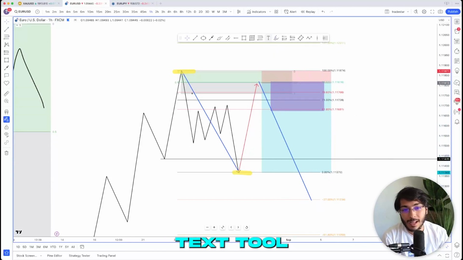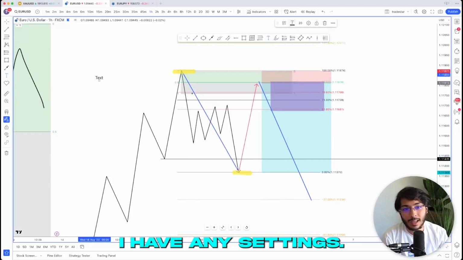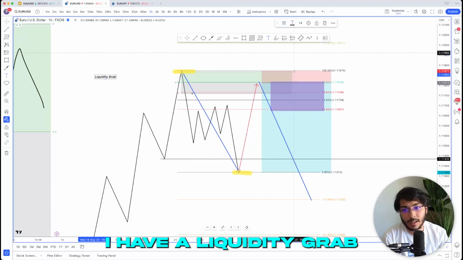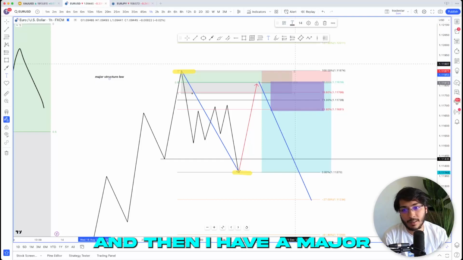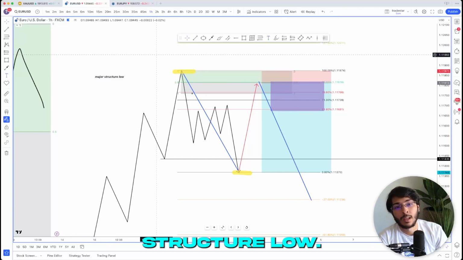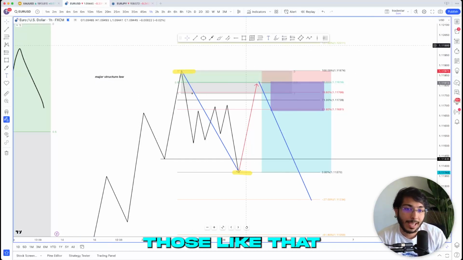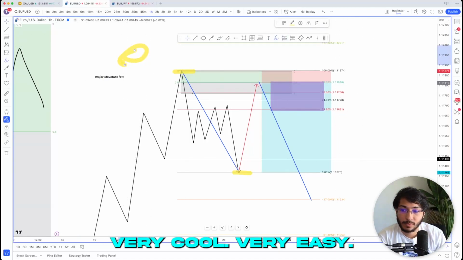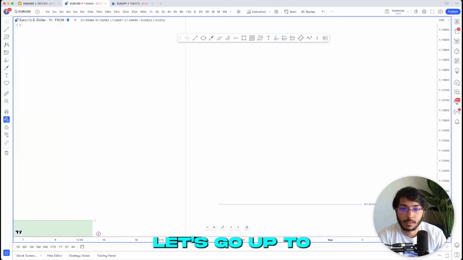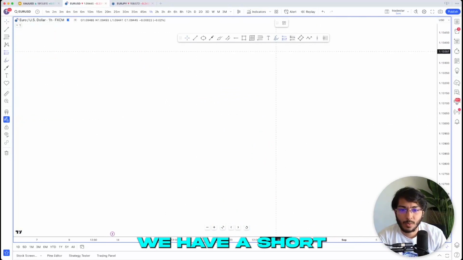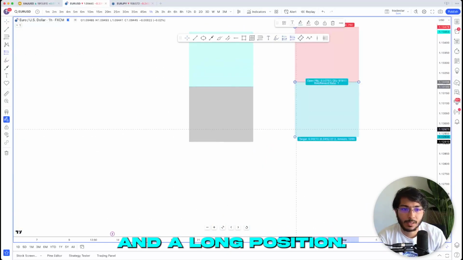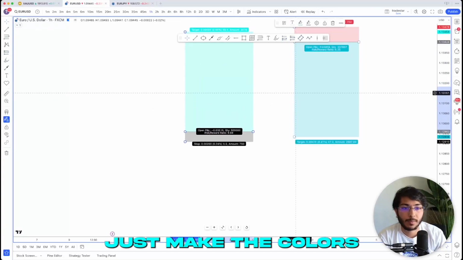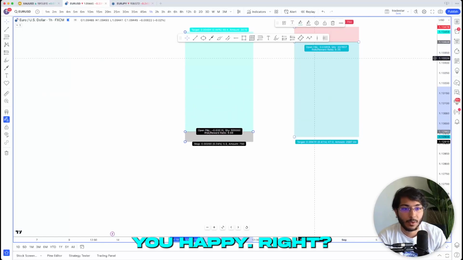Let's keep it going. Text tool, I don't really think I have any settings. Okay, I have a major structure high, I have a liquidity grab, and then I have a major structure low. Personally, I don't even use those that often. It is what it is. Once again, brush tool, very cool, very easy. Let's go up to a clean canvas. We have a short position and a long position. There's really no custom settings to do with these. Truth be told, just make the colors whatever makes you happy, right?